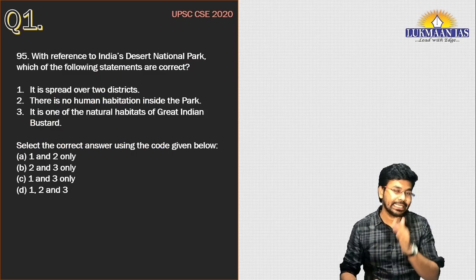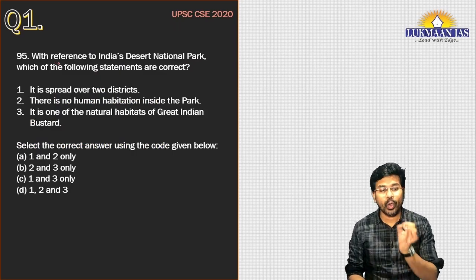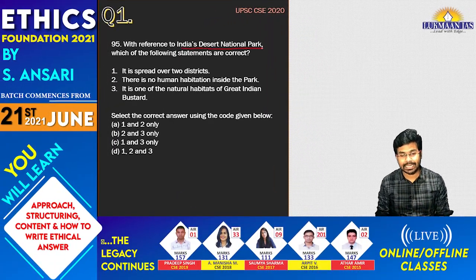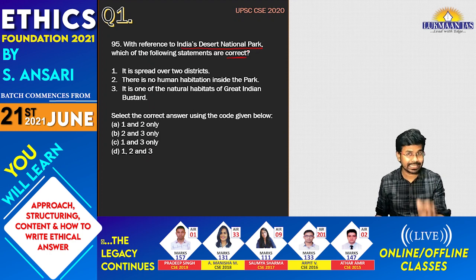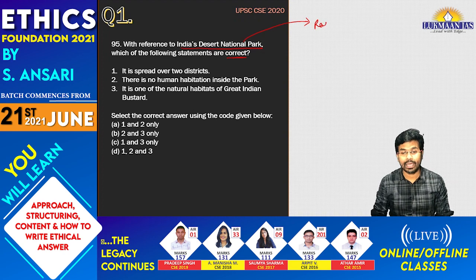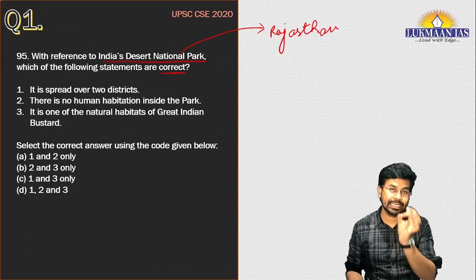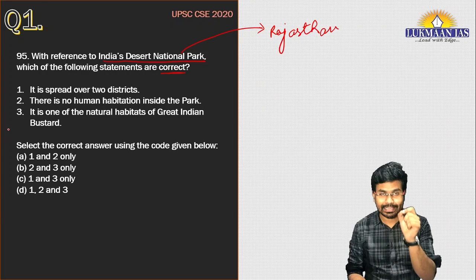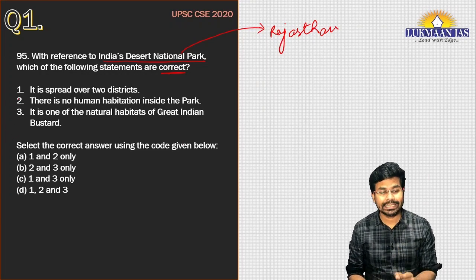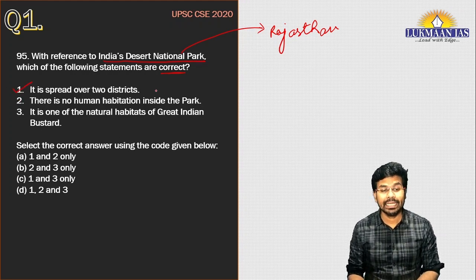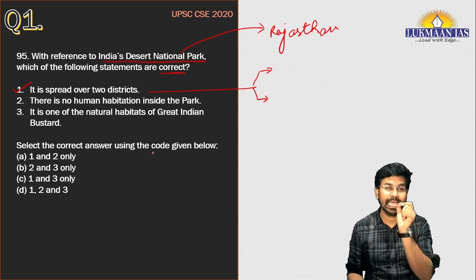Now let us take the first question. It says, with reference to India's Desert National Park, which of the following statements are correct? So they are asking about correct statements with reference to Desert National Park. Where is Desert National Park located? Desert National Park is located in the state of Rajasthan. Now let us read these statements one by one. It says it is spread over 2 districts. Yes, this statement is right, because it is spread over 2 districts which are Jaisalmer and Barmer.